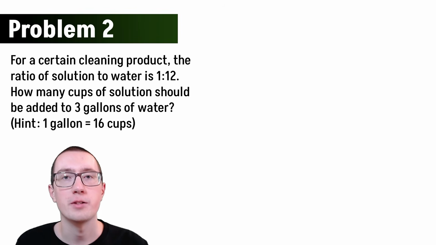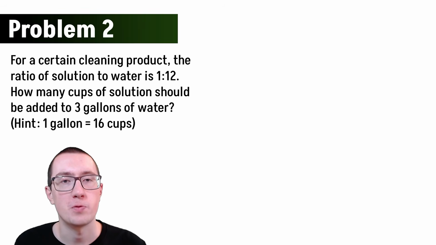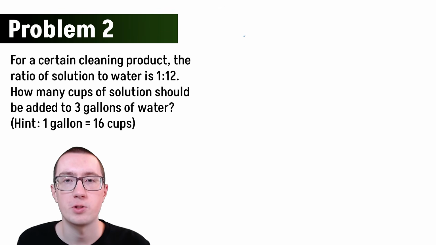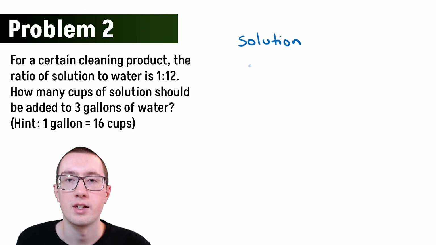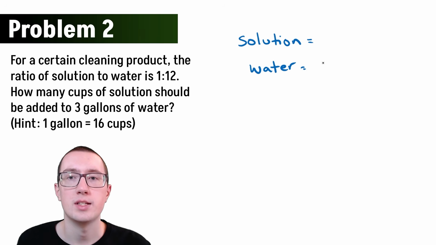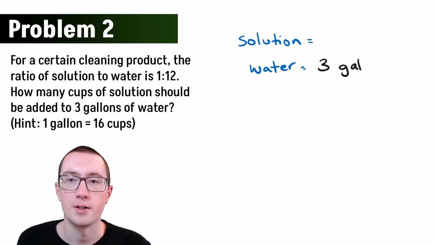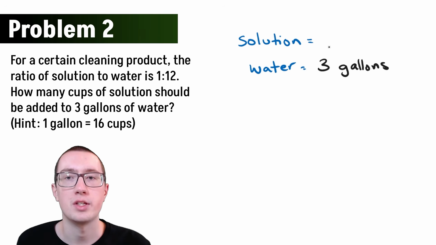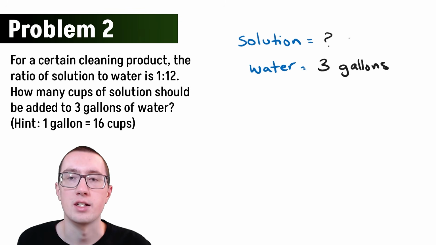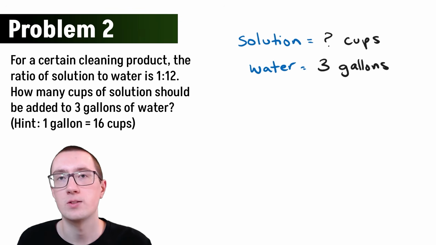It's 34. All right, here's the first word problem of this video. There's going to be a lot of those on the ACT. So it says for a certain cleaning product, the ratio of solution to water is 1 to 12. How many cups of solution should be added to 3 gallons of water? So basically, we need to have a certain amount of solution, which, just like cleaning solution, and then a certain amount of water. Now, it says there are 3 gallons of water, but we have to figure out the amount of solution in cups. So that's an important thing to know for these problems.